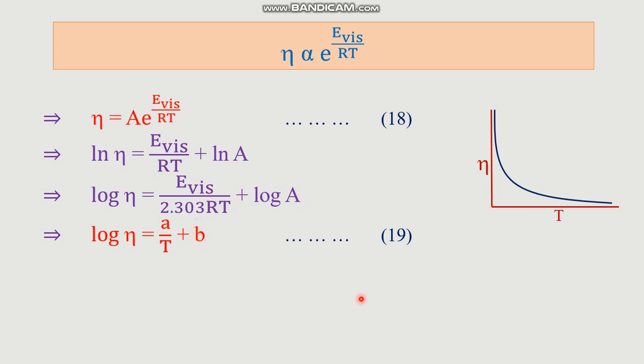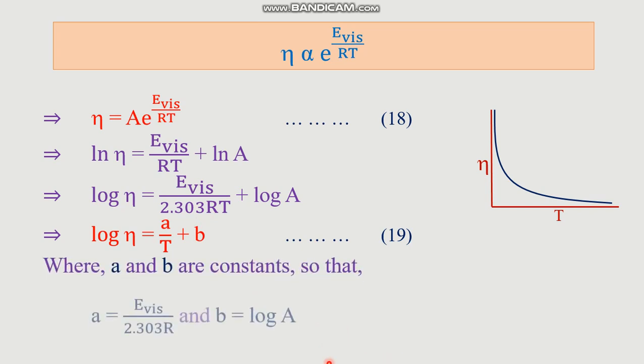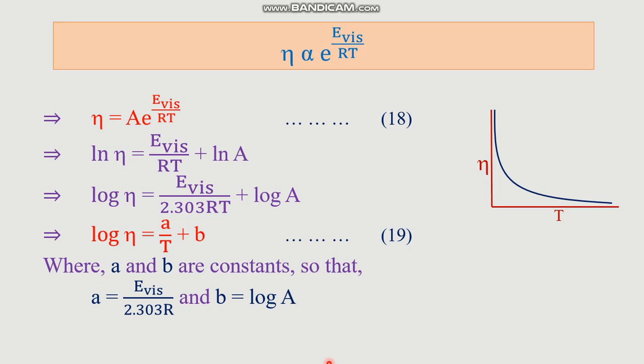So we get equation number 19, where a and b are constants. a has the value E_vis/(2.303 R) and b has the value log A. So the graphical plot of equation number 19, if log eta is plotted against 1/T, gives a straight line with intercept b and slope a. So that's all about temperature dependence of viscosity of liquids.